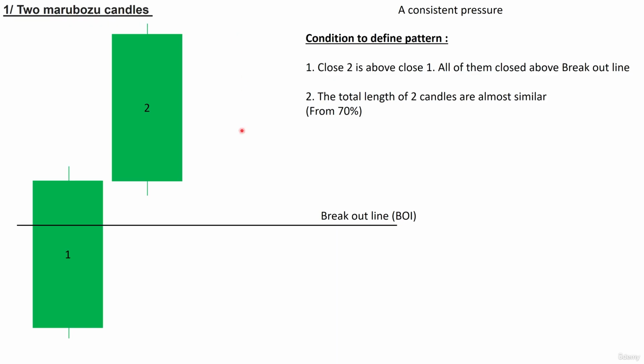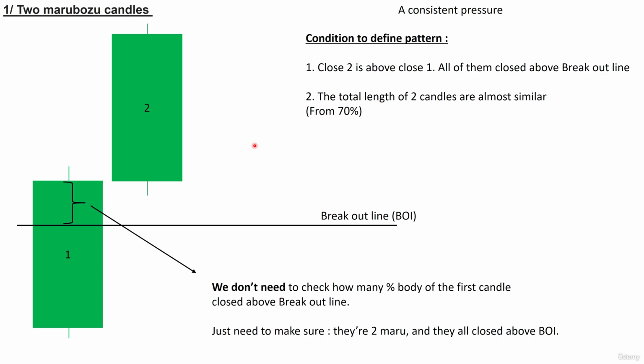Everything here is very simple and you will remember the standards easily. One more note for the trader. We don't need to check how many percent of the body of the first candle closes above the breakout line. We just need to make sure that the close price of the first candle and the close price of the second candle are already above the breakout line to confirm a valid breakout with the two Maru candle standards, right?